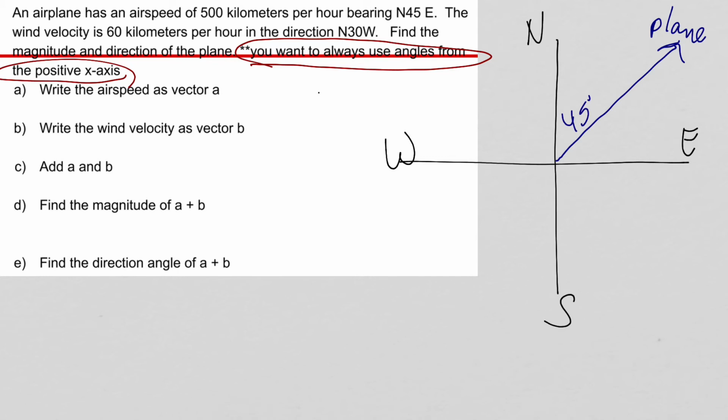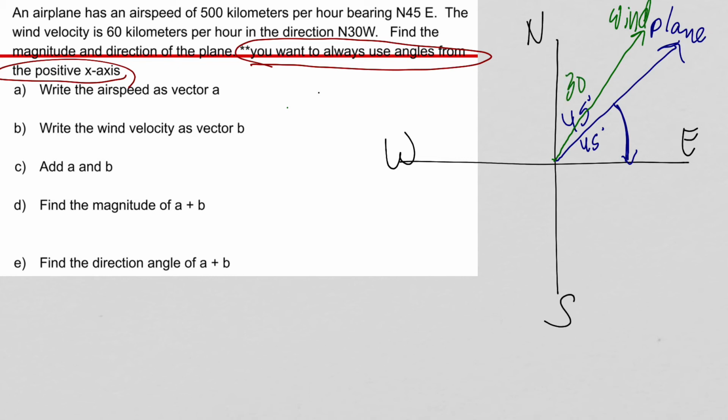45 degrees here, so it's also 45 degrees here. This is the angle that I want to use in my problem, always with the positive x-axis. That's the positive x-axis. Then I have wind that's affecting the plane, 60 kilometers, in the direction north, 30 degrees west. So north, but then 30 degrees west. This is the wind in green, 30 degrees west.